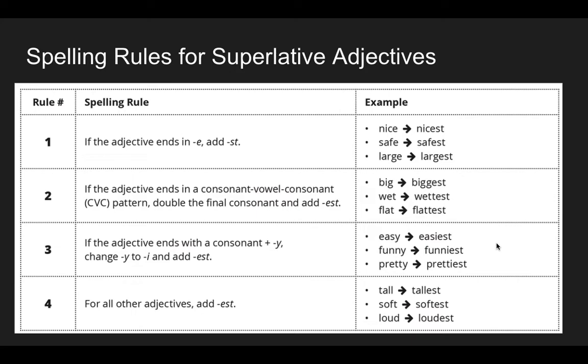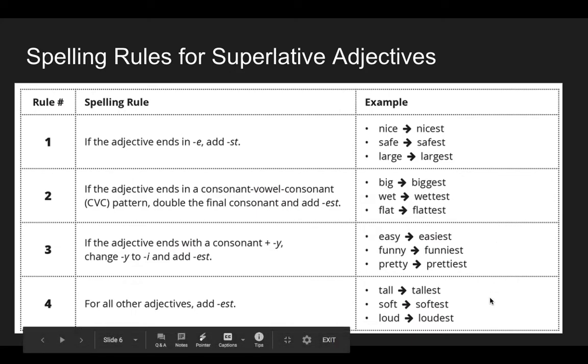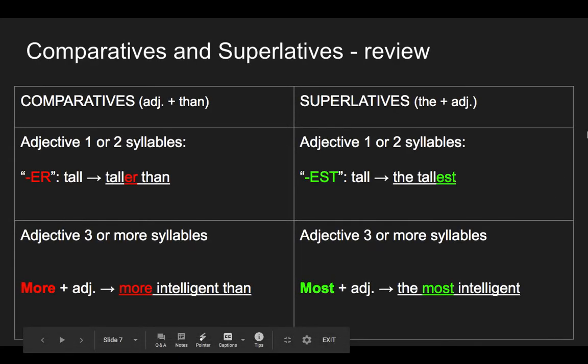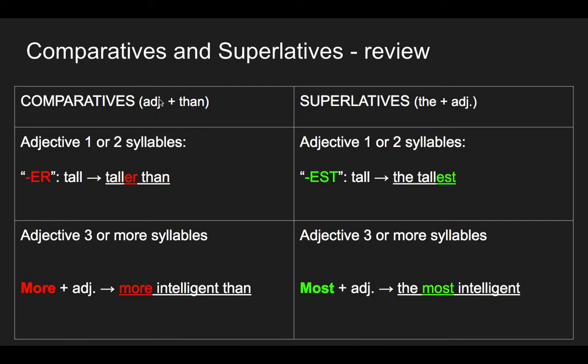And, of course, for any others, we just add EST. Okay, so let's just check a review of those. Comparatives, one or two syllables. Comparatives, we always use than, adjective, and than. So, one or two syllables, ER, taller than. Three or more plus the adjective, more intelligent than.